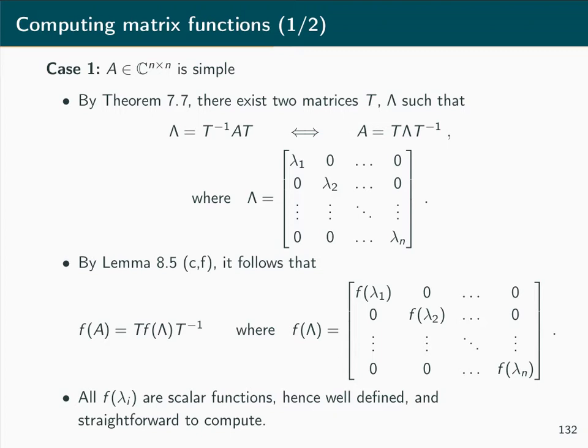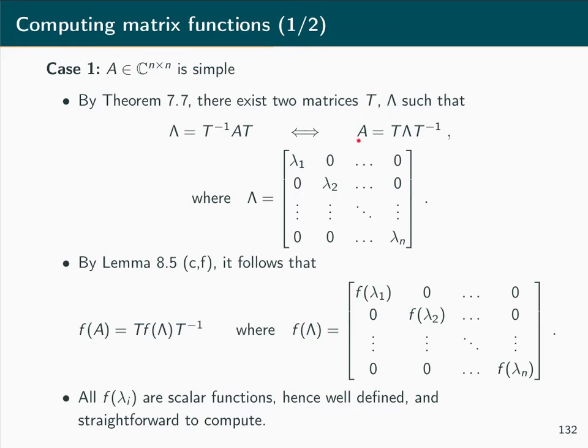Let's begin with case 1, where the matrix A that we want to compute a function of is simple, which means that according to theorem 7.7, there exist two matrices T and lambda such that lambda is equal to T inverse A T, or A is equal to T lambda T inverse, where lambda is a diagonal matrix with the eigenvalues of A on its diagonal.